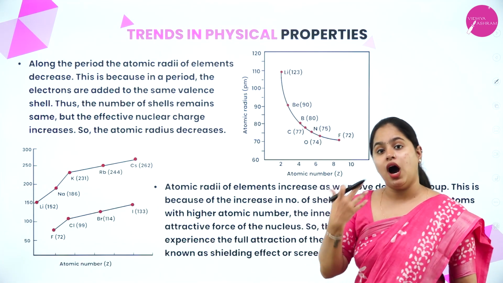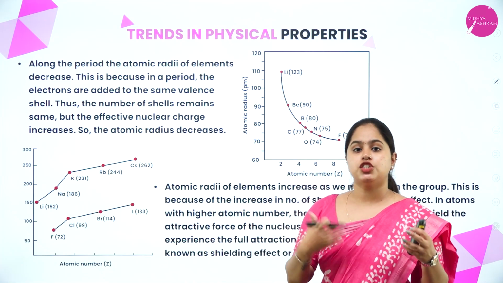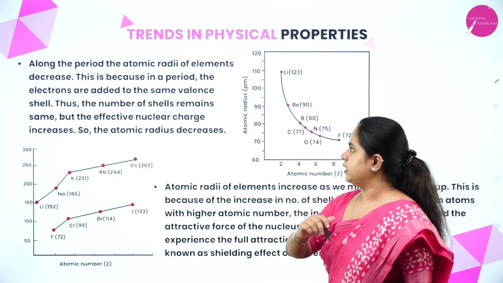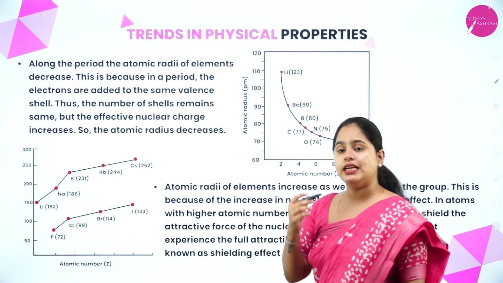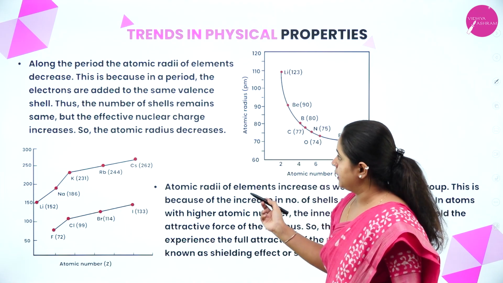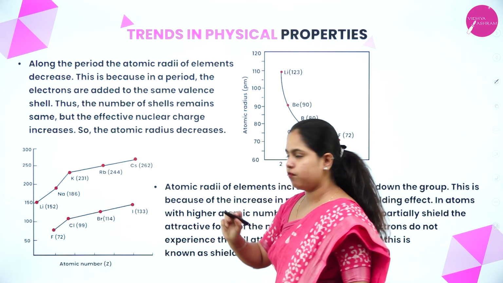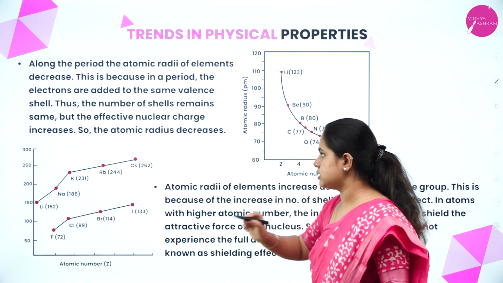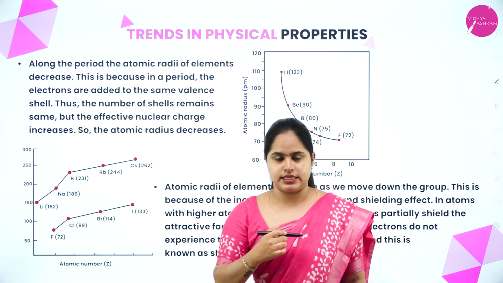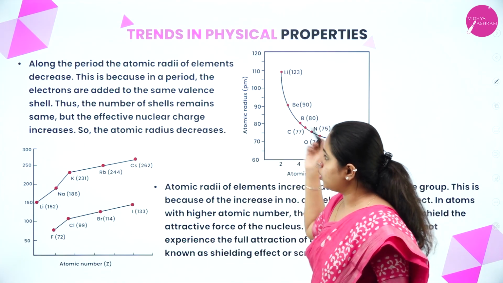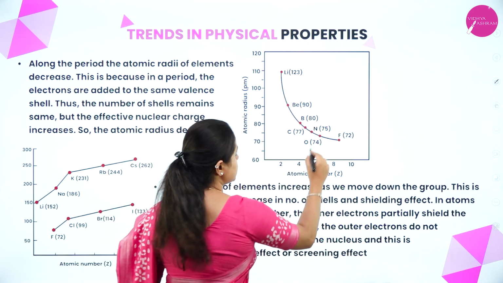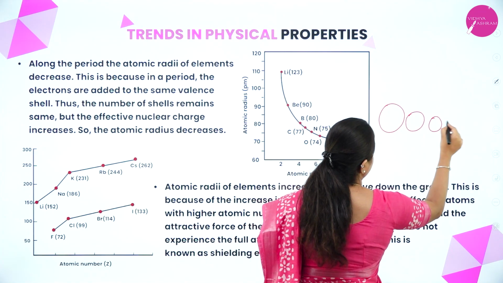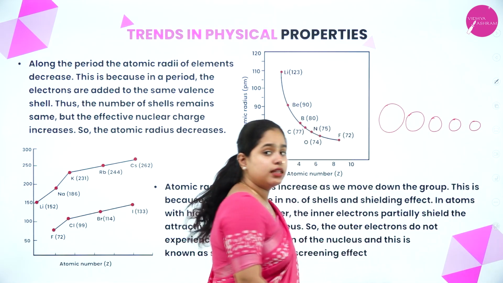Now moving on to how this atomic radius will change along the period or down the group. Along the period, the atomic radii of elements decrease. This is because in a period, the electrons are added to the same valence shell. Thus, the number of shells remains the same, but the effective nuclear charge increases. So the atomic radius decreases. Clear? Along the period, the atomic radius keeps on decreasing. So why is this happening?